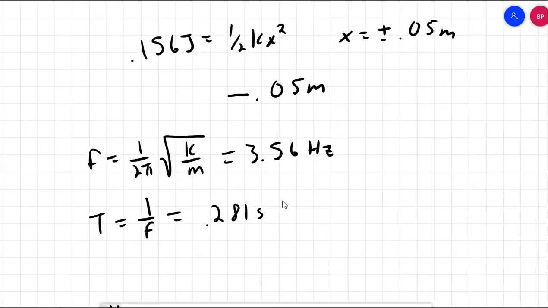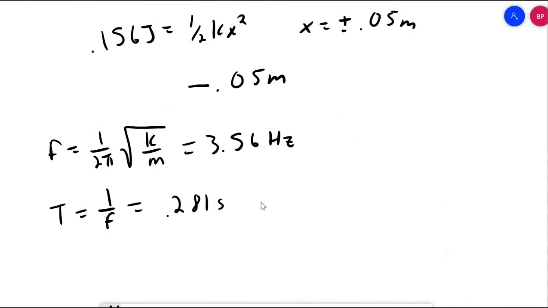Okay. And the final thing that the question asked for was the angular frequency. So the angular frequency, to use the Greek letter omega for that, is 2 pi times the regular frequency. And so if we just multiply that together, we get 22.4, and it's measured in radians per second. Some people will write radian hertz, but I mean, that's kind of stupid. Radians per second is fine.